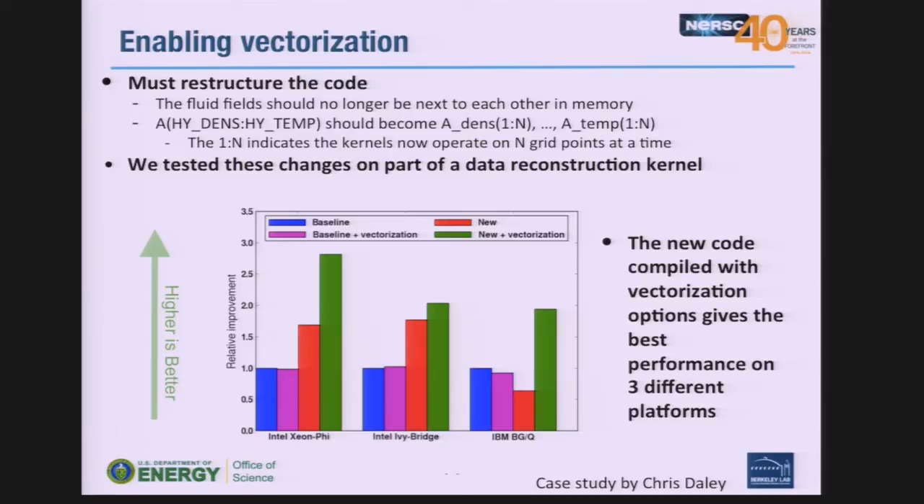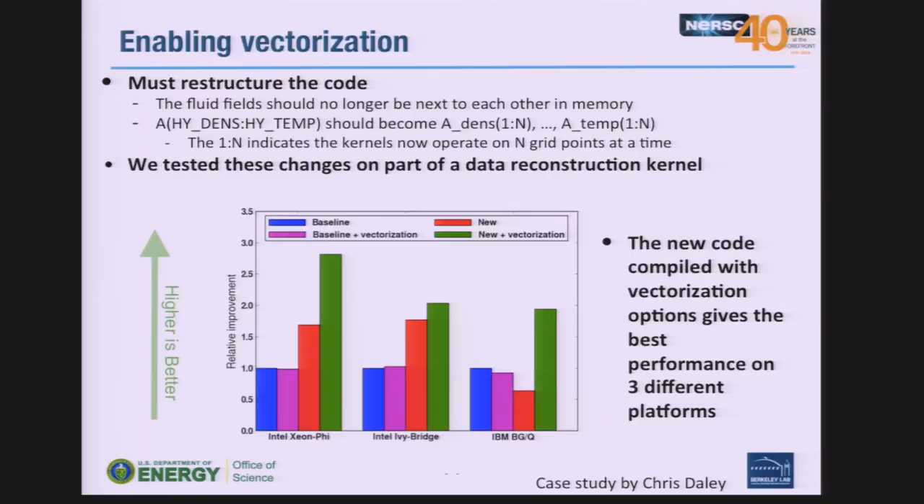So the baseline here is blue, and then the baseline with vectorization is in purple. This is the one where there's basically no difference. And he also ran on the Ivy Bridge processor, and he also ran it on the IBM Blue Gene too. Okay, so now in the new case where he's flipped the data structures, that's red. He already sees an improvement without even turning on vectorization.